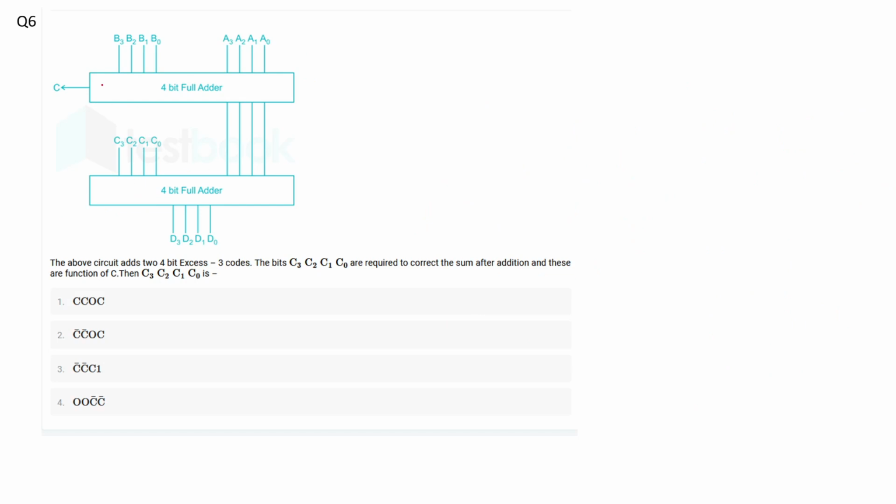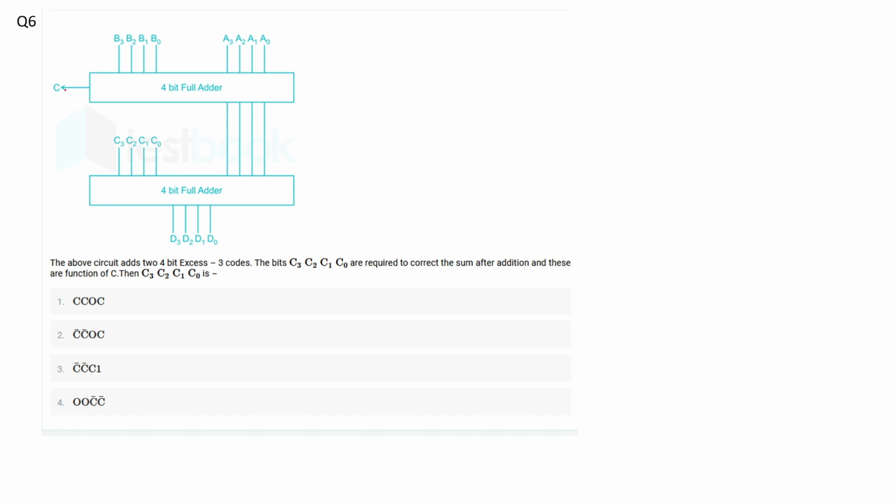So question number 6, this is an interesting question. We have these two 4-bit adders. The above circuit adds two 4-bit excess-3 codes. The bits C3, C2, C1, C0 are required to correct the sum after addition, and these 4 bits are a function of C.